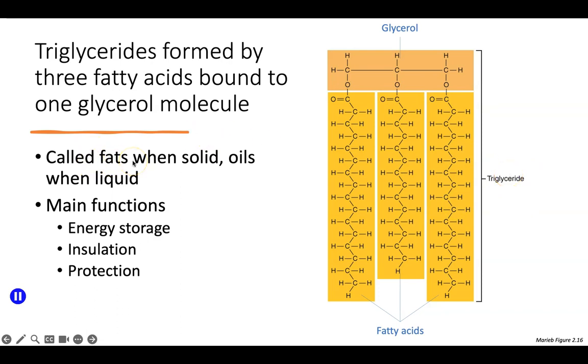Triglycerides are called fats when they're solid. So say, butter at room temperature is pretty solid, that would be a fat, versus oils when they are liquids. So olive oil, for instance, would be a triglyceride that is called an oil. The main functions for triglycerides are energy storage, insulation, and protection.